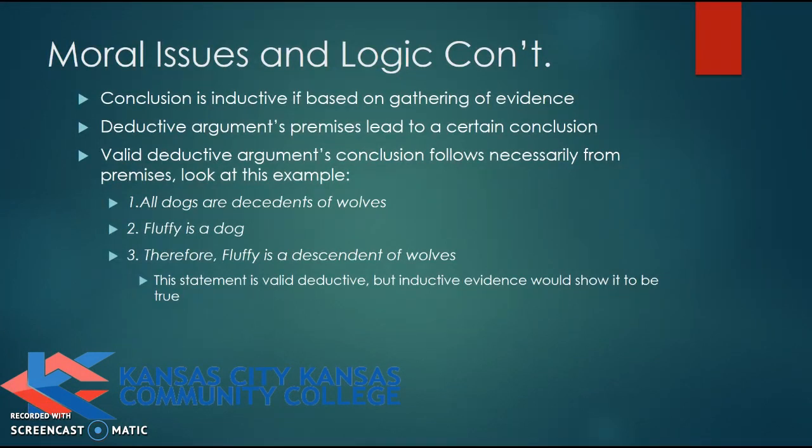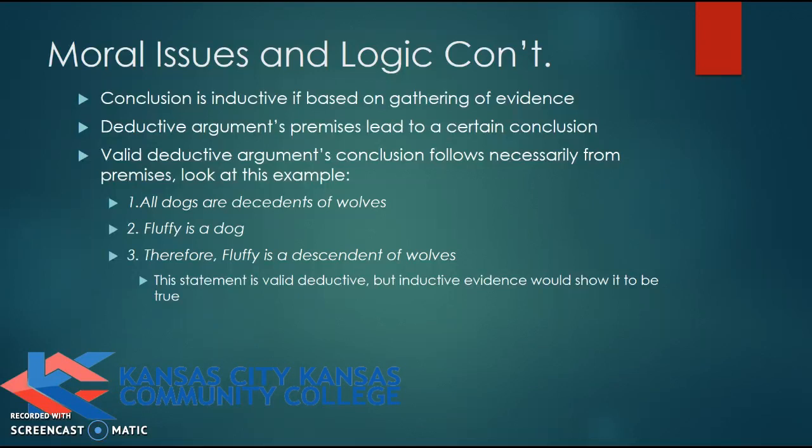So, moral issues and logic continued. A conclusion is inductive if based on gathering of evidence. So, it's true that you're a student. I can verify this because I can see your enrollment, the classes you're enrolled in. I can see your student ID. This is evidence gathering. So the conclusion is that you are in fact a student because I gathered evidence. In deductive arguments, premises lead to a certain conclusion. So I'll say that a valid deductive argument's conclusion follows necessarily from premises.